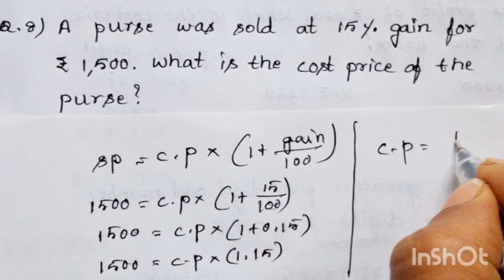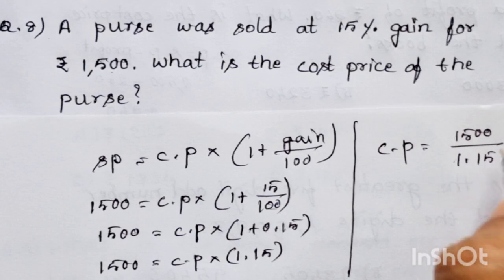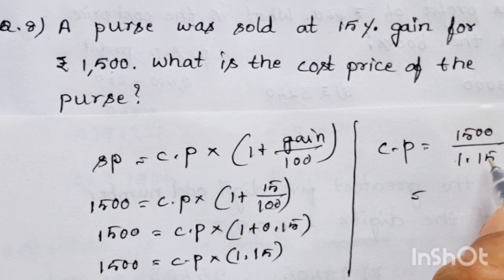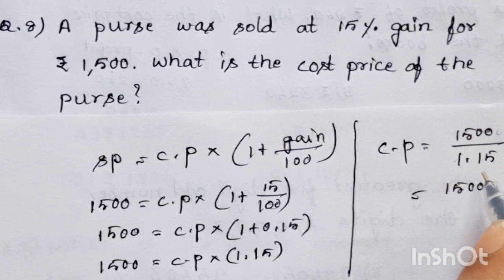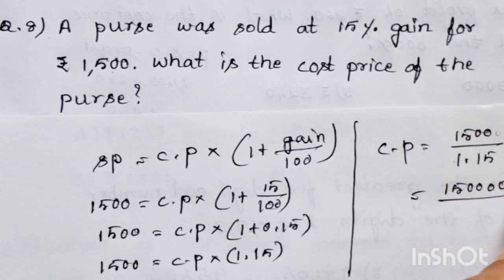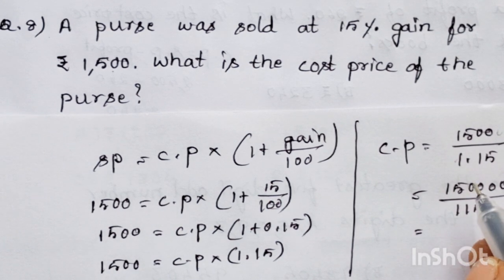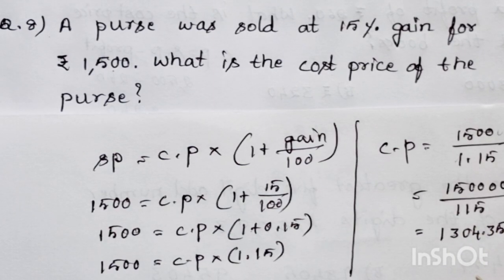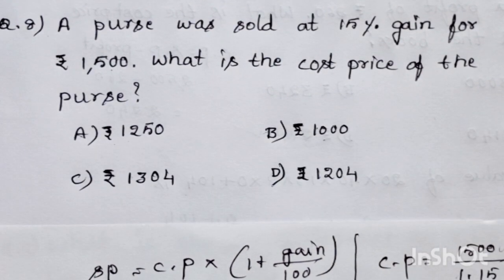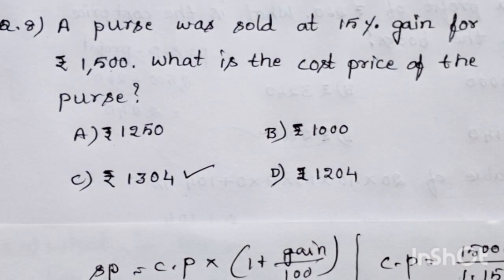Cost price is equal to selling price is 1500 over 1.15. Now to remove the two decimal points in the denominator, we must add two zeros to the numerator and denominator, and the denominator becomes 115. On simplification, it gives 1304.35, that is approximately equal to option C, 1304.